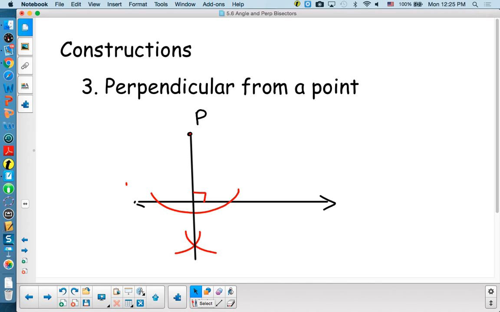Now that's not a perpendicular bisector because it doesn't cut the line in half, but you really can't cut a line in half. Lines go on forever.